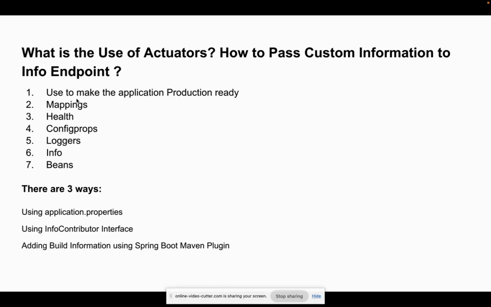So it's very useful. And then, how to pass custom information to the info endpoint? Here are three ways. We can use the application properties, we can configure it in the YAML file, and we can also use the InfoContributor interface. And also, adding the build information using the Spring Maven plugin. You can just memorize this, or in the future, if I have time, I can go and implement this one.